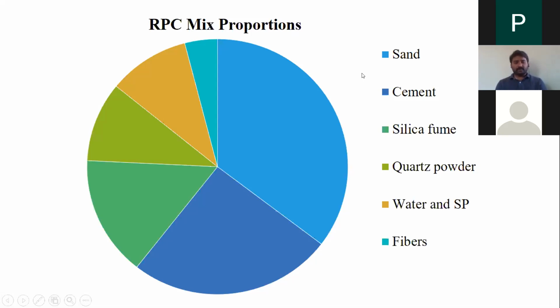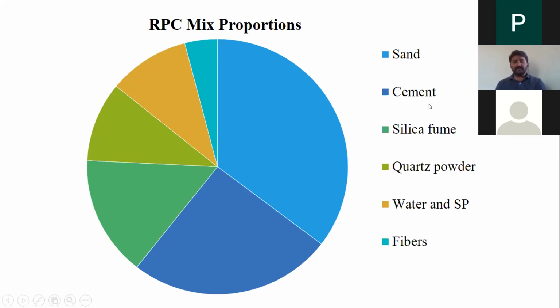So, the RPC mix proportion. The major part of this reactive powder concrete is sand, in this much proportion, and cement. This proportion varies with what kind of mix design you are going to do. That's why I have not represented it in any percentages here, because it varies from person to person. What do you want? That varies.